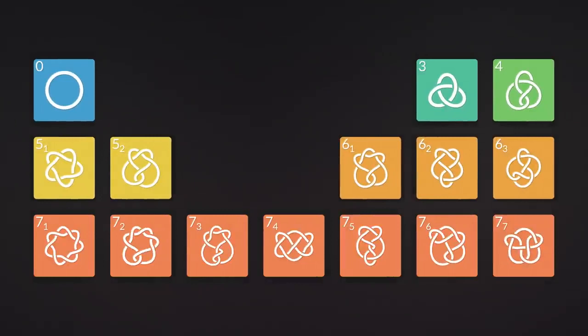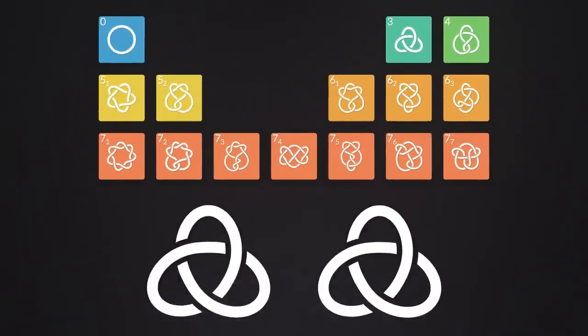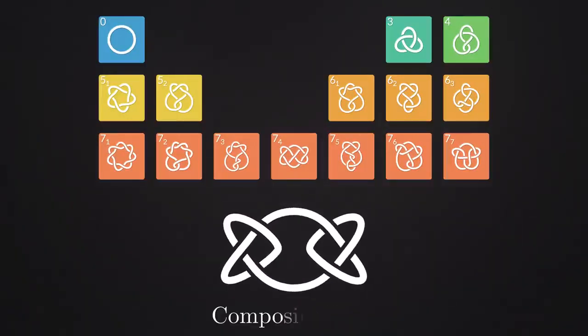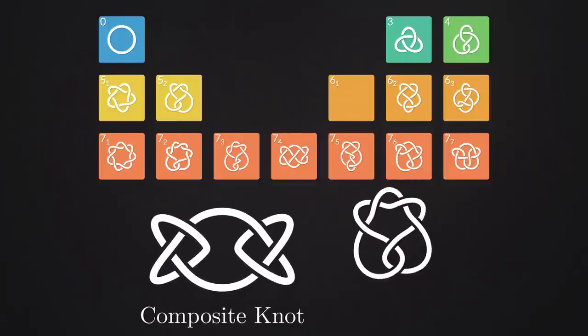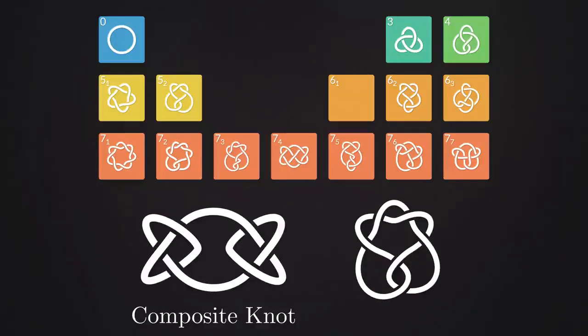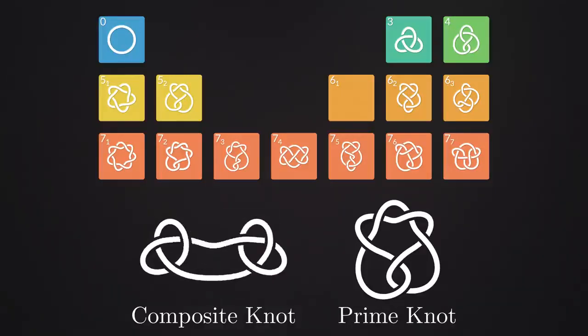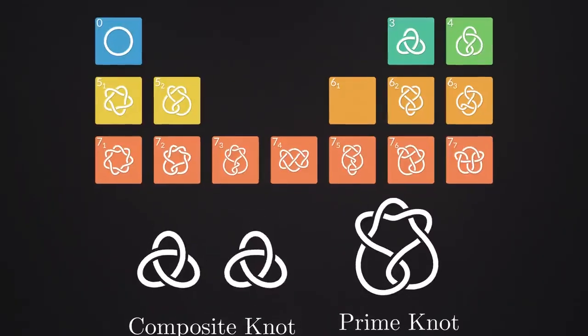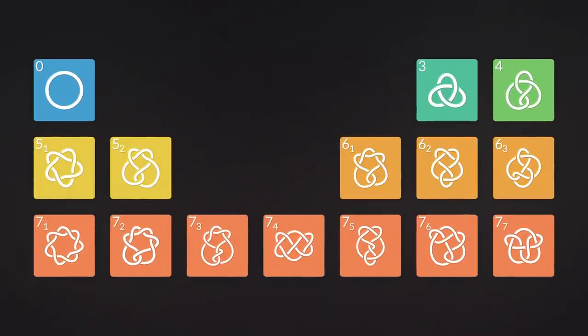One quick note, knots are additive. You can stick multiple knots together to make a new knot, like combining these 2 trefoils into a 6-crossing knot. This is called a composite knot. But some knots aren't decomposable into simpler knots. These are known as prime knots. Since all composite knots are just built from primes, people mainly focus on tabulating prime knots.